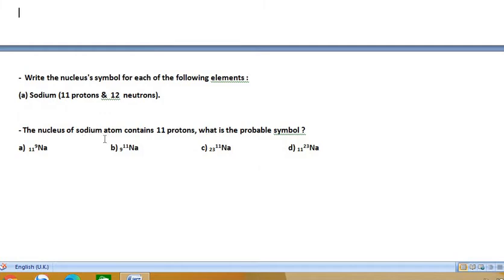The nucleus of sodium contains 11 protons. What is the probable symbol? Of course, the probable symbol will be like that in D, because there are 11 protons and this is 23, the number of protons and the neutrons. Why is this not the answer? Because the number of protons is 11, but the sum of the number of protons and neutrons is 9, which is impossible. So this is not the answer. The answer is D.